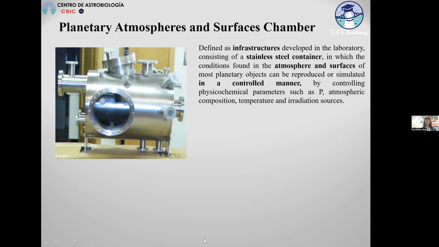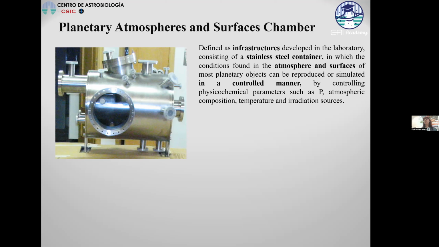The planetary simulation chambers could be defined as an infrastructure to develop in the lab, consisting of a stainless steel container, as we can see in the picture, and inside of that, we try to recreate the atmosphere and surface composition of the planetary objects in a controlled way. We have to control the physical-chemical parameters of those moons and planetary objects that we want to simulate, controlling the pressure, the temperature, and the radiation source.